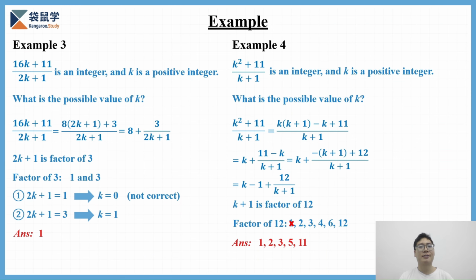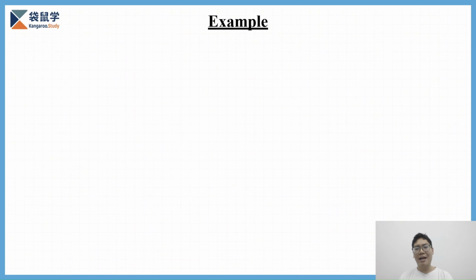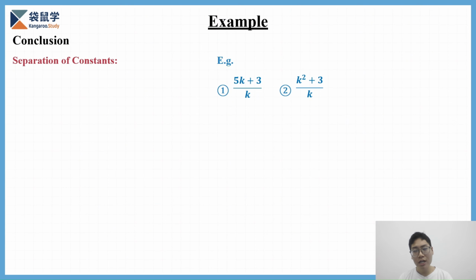Let's summarize. Among the examples, we have learned a new concept called the separation of constants. So now let's look at the criteria for us to satisfy in order to use this concept. Let's use some examples as reference. So this includes 5k plus 3 over k and k squared plus 3 over k.